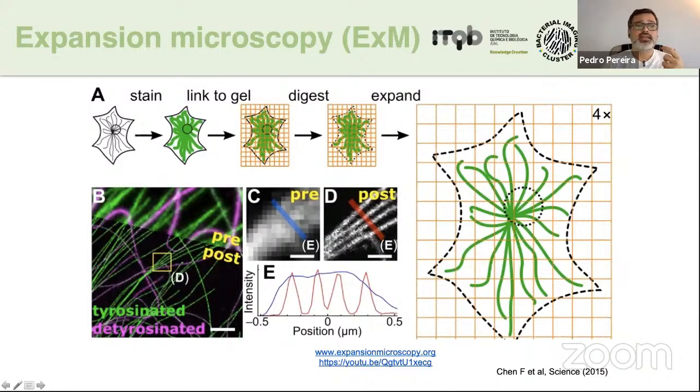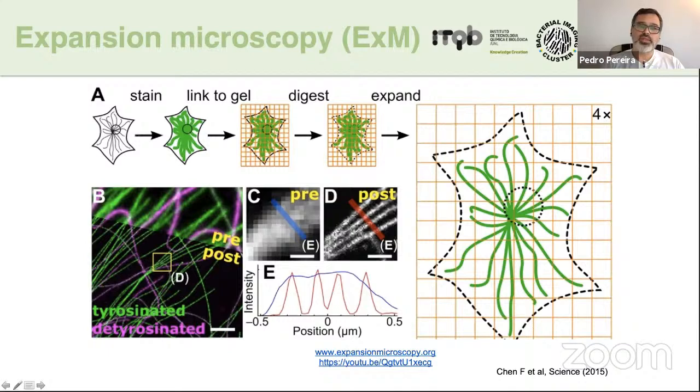So the idea is that you stain your cell. You can also do the staining after, but for this specific purpose, let's imagine that you stain it before. You link your cell to a gel, and this linkage is done very simply by using an acrylamide monomer with an N-hydroxysuccinimide ester moiety. So basically what you're doing is decorating all of the primary amines in your cell with acrylamide, okay? This is important because, as you might know, membranes do not have primary amines. So if you want to see membranes, you'll have to use different tricks, which are now also available.